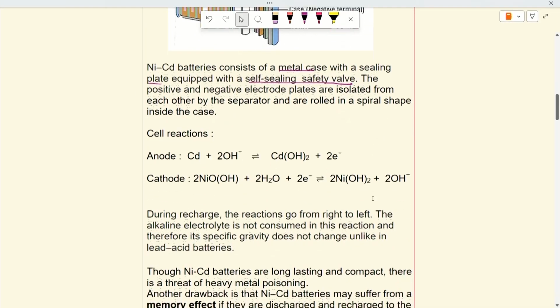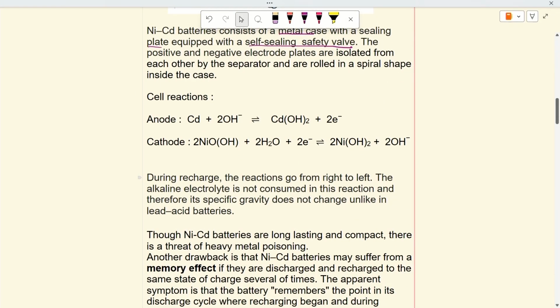Now, let us see what are the reactions taking place within the nickel cadmium battery. The cell reactions are: anode is cadmium, we have the electrolyte KOH or NaOH, whatever it is, we will have the alkaline radical OH minus, cadmium combines with that to form cadmium hydroxide, releasing 2 electrons. Here cadmium is in the zero oxidation state, here OH minus 1, and we have 2 OH ions, therefore, that will be a minus 2, and cadmium goes to an oxidation state of plus 2. So, this is purely an oxidation reaction.